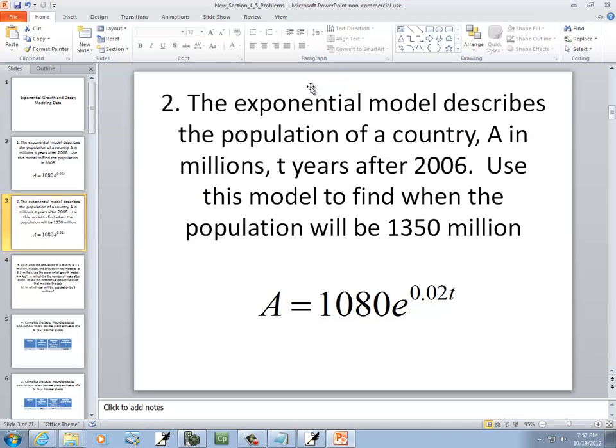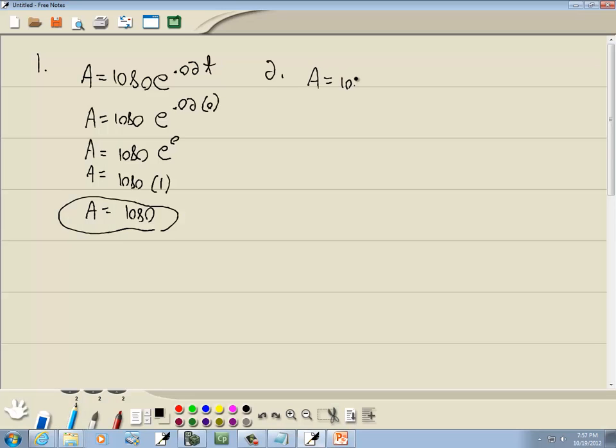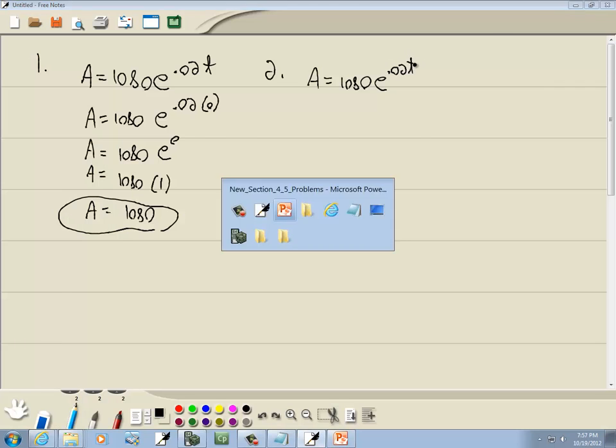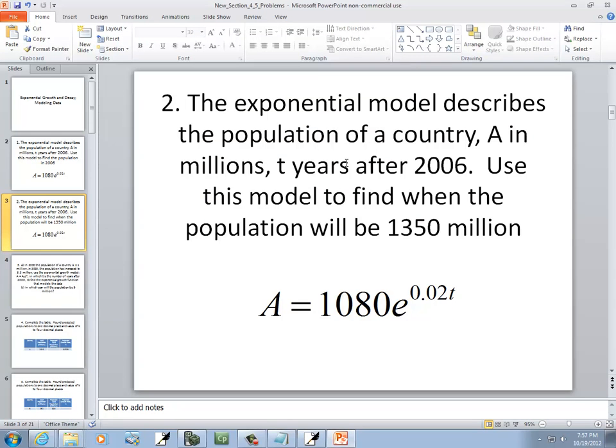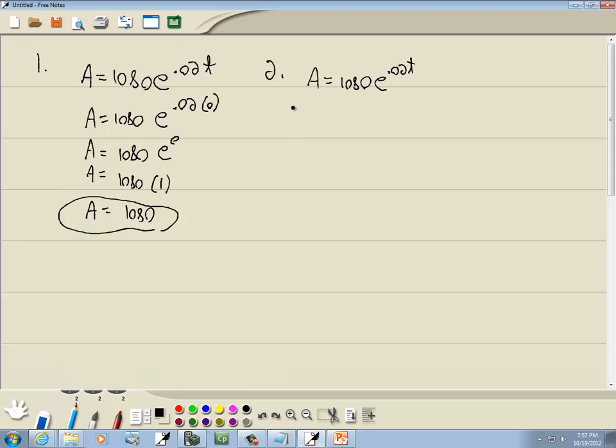Let's take a look at our second problem. We got A is equal to 1080 e to the 0.02 t. It says the exponential model describes the population of a country A in millions t years after 2006. Use this model to find when the population will be 1350. So they're telling you the A amount that we're looking for. So we're going to put in 1350 for A, equals 1080 e to the 0.02 t.